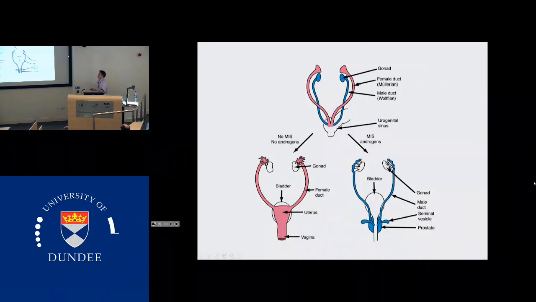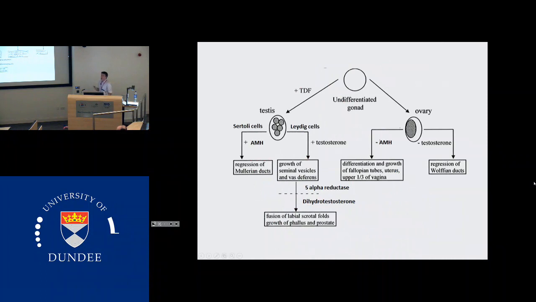So in the male situation, on your Y chromosome you have your SRY gene, and it's your SRY gene that causes your gonads to differentiate into testes. And then in your testes, you have your Sertoli cells and your Leydig cells. The Sertoli cells secrete anti-Müllerian hormone, AMH, so that causes a regression of the Müllerian system. Your Leydig cells then produce testosterone. It's the production of testosterone that causes the growth of the seminal vesicles and vas deferens. And that testosterone then gets further converted by 5-alpha reductase into dihydrotestosterone, and that causes the formation of the external male genitalia. So you get fusion of the labial folds into a scrotum and growth of the phallus from a clitoris into a penis.